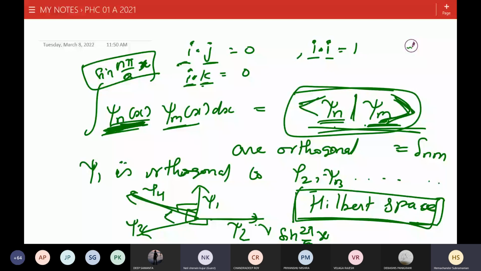If you define orthogonality like this integration, you have an infinite dimensional vector space where each function is a vector. Think of each function as a vector.